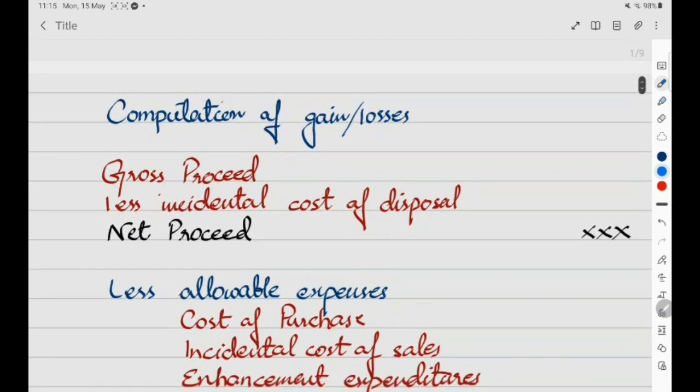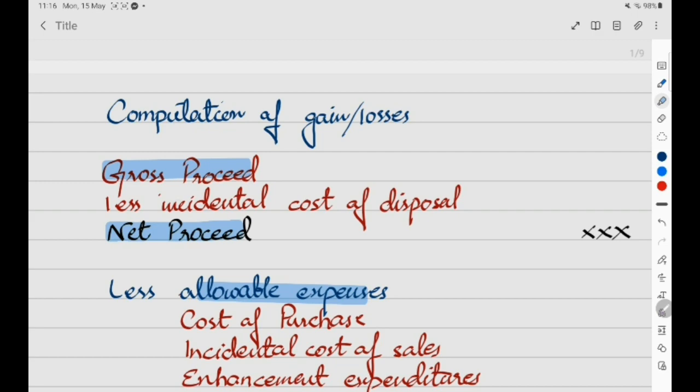Now about the calculation of gain and loss. How to calculate gain and loss? For this we have to compare the net proceed with allowable expenses. What we have to do? We have to compare the net proceed with the allowable expenses. So now what is meant by net proceed? How to calculate the net proceed? It is the difference of gross proceed and incidental cost of disposal.